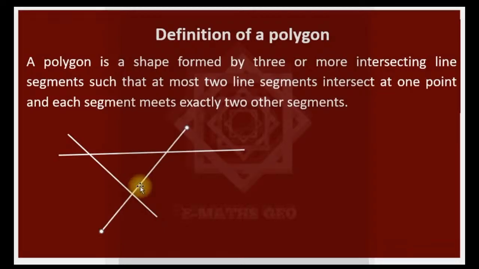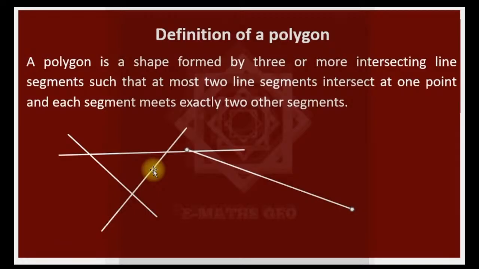Okay, look at this. This is not a polygon because at this point 3 line segments meet at a point, but from the definition they told us it must be only 2 at every intersection. But we have 3. So this is not a polygon.